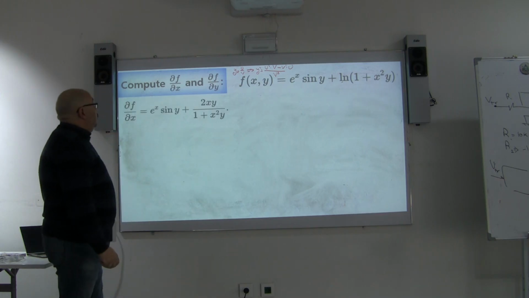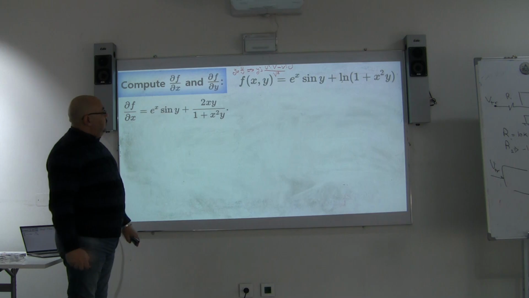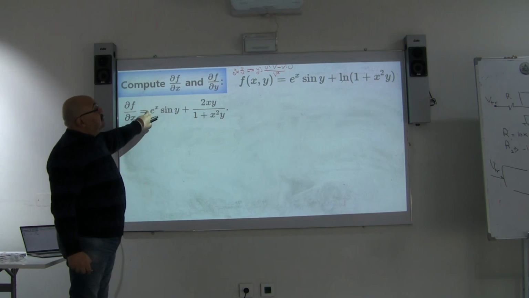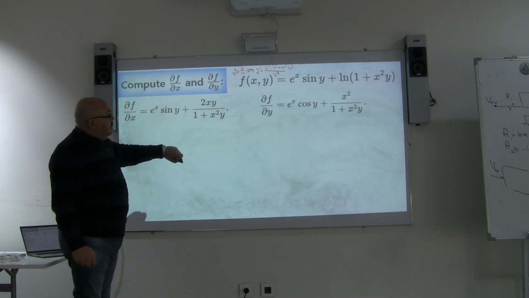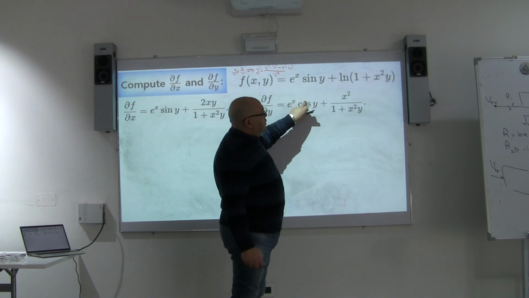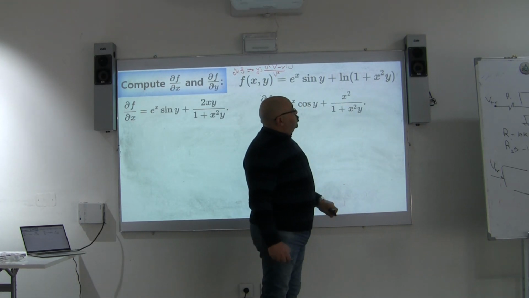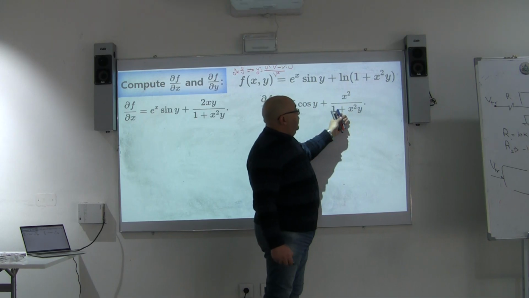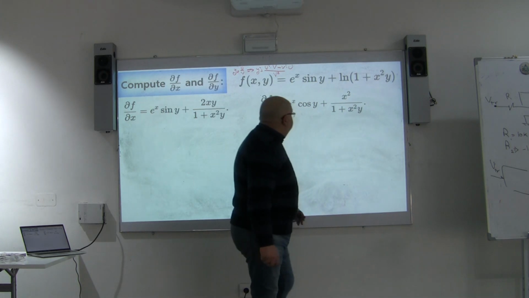So once more, here is e to the x sine y plus 2 x y over 1 plus x squared y. I've differentiated the exponential part, and for the logarithmic part, this is the derivative. For differentiating with respect to y, this is just the part that's going to be differentiated. And we have 1 plus x squared y, which is going to be 1 over this value, times the derivative of the argument, which is x squared.